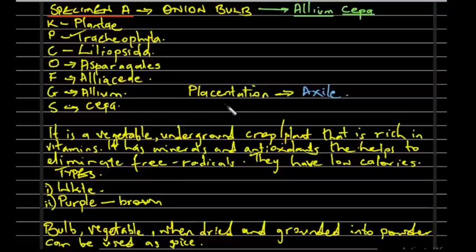Now, for the Allium cepa, its placentation is axial. It has axial placentation. We have so many types of placentation, but for this particular crop, which is the onion bulb, the placentation is axial. So looking at some, we quickly want to see some pictures that can help drive home our points on this.